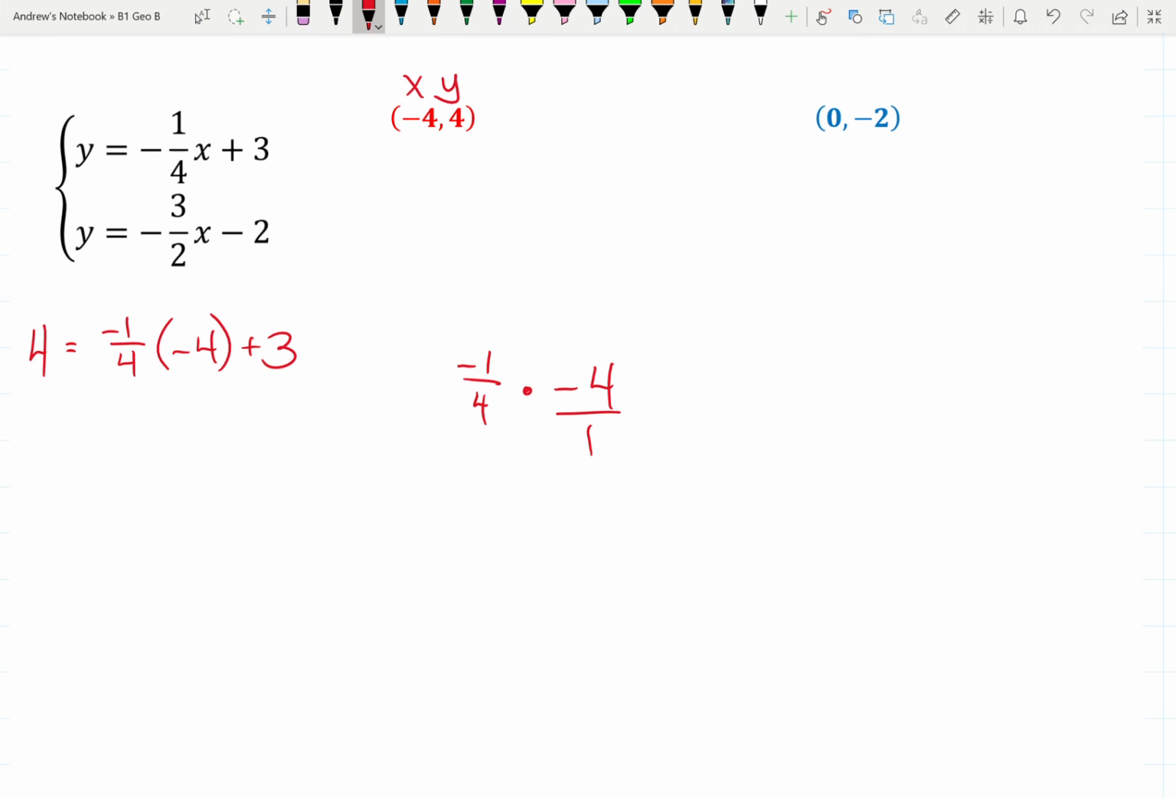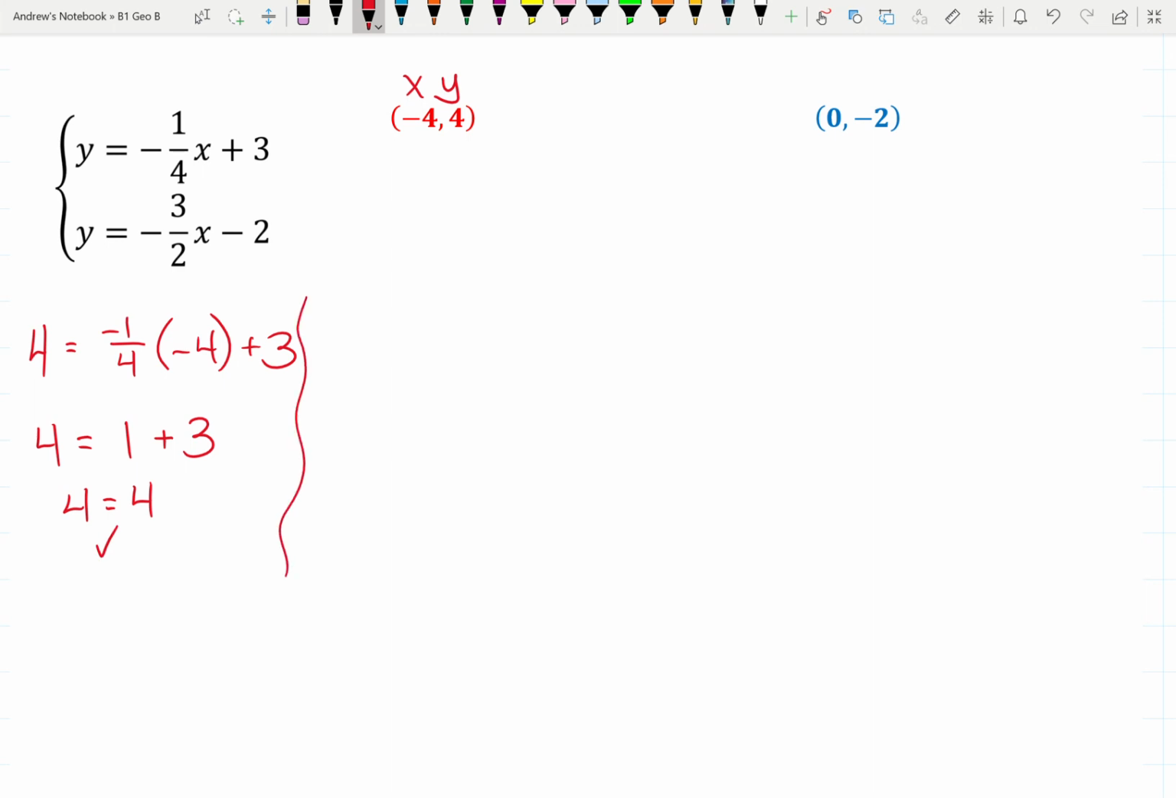When we've got 2 fractions that we're multiplying, you multiply the tops together. So negative 1 times negative 4 is positive 4. 4 times 1 on the bottom, when you multiply the bottoms together, gives you 4. And 4 divided by 4 is the same thing as 1. So it's really not so bad. You just take it one step at a time. So what we're going to get out of that multiplication with the fraction is just 1. So this is now 1 plus 3. And last I checked, 1 plus 3 is 4. Cool. Works out there.